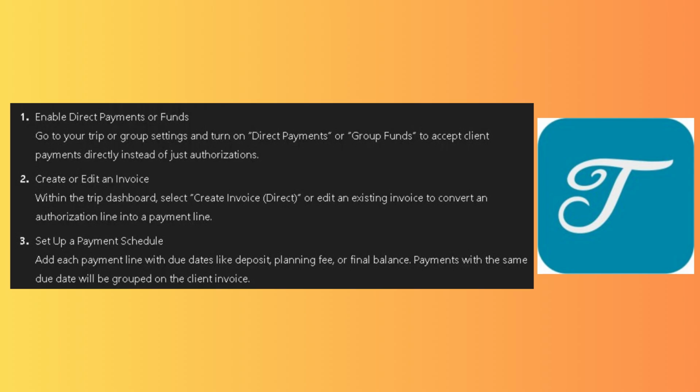Create or edit an invoice. With the trip dashboard, click Create an Invoice Direct or edit an existing invoice to convert an authorization line into a payment line. Set up a payment schedule. Add each payment line with its due date, like deposit, planning fee or final balance. Payments with the same due date will be grouped with the client invoice.